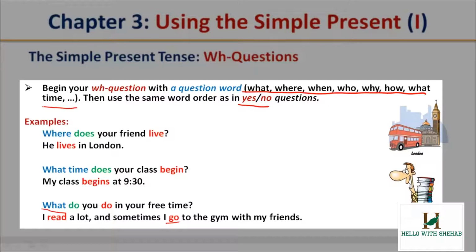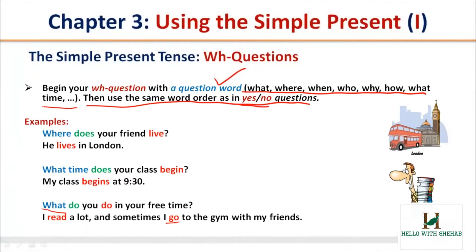It is very important to note that you use the same word order as in yes or no questions when you begin your question with a question word. Please review the previous slides for reminders.